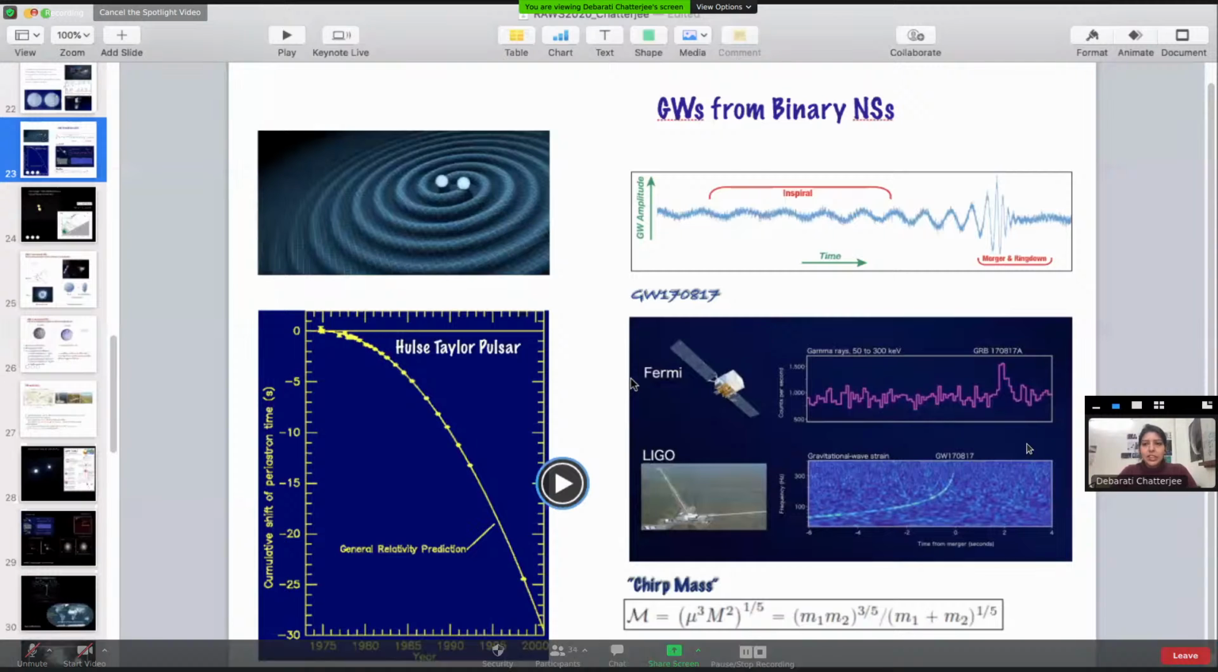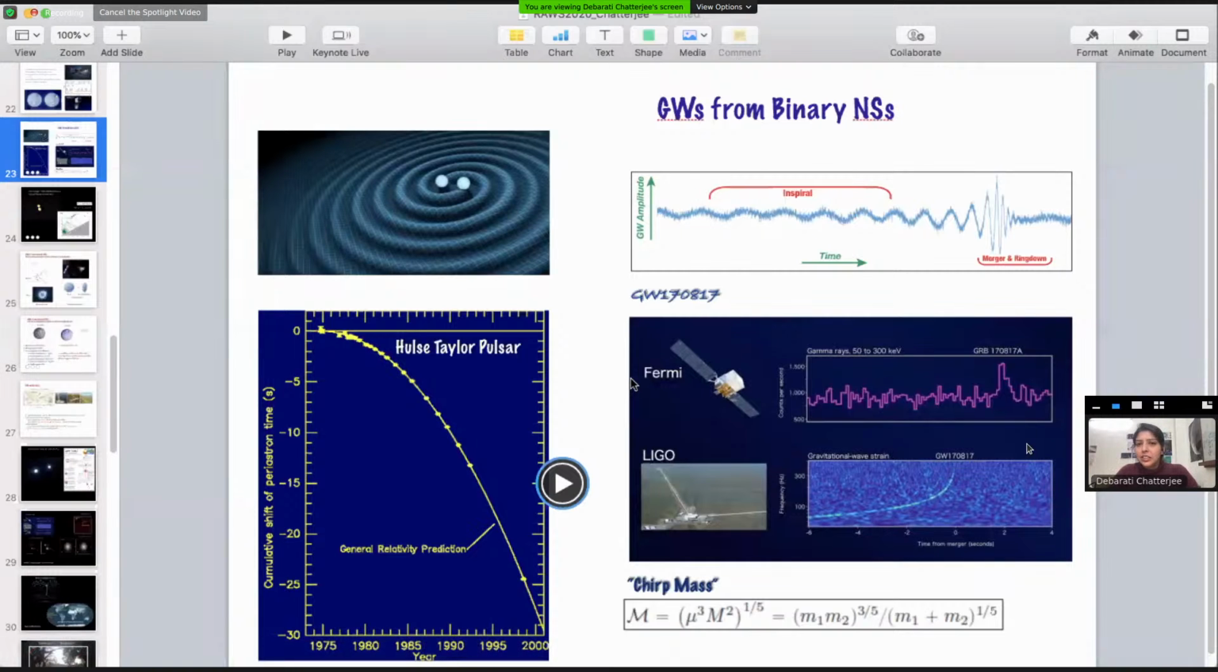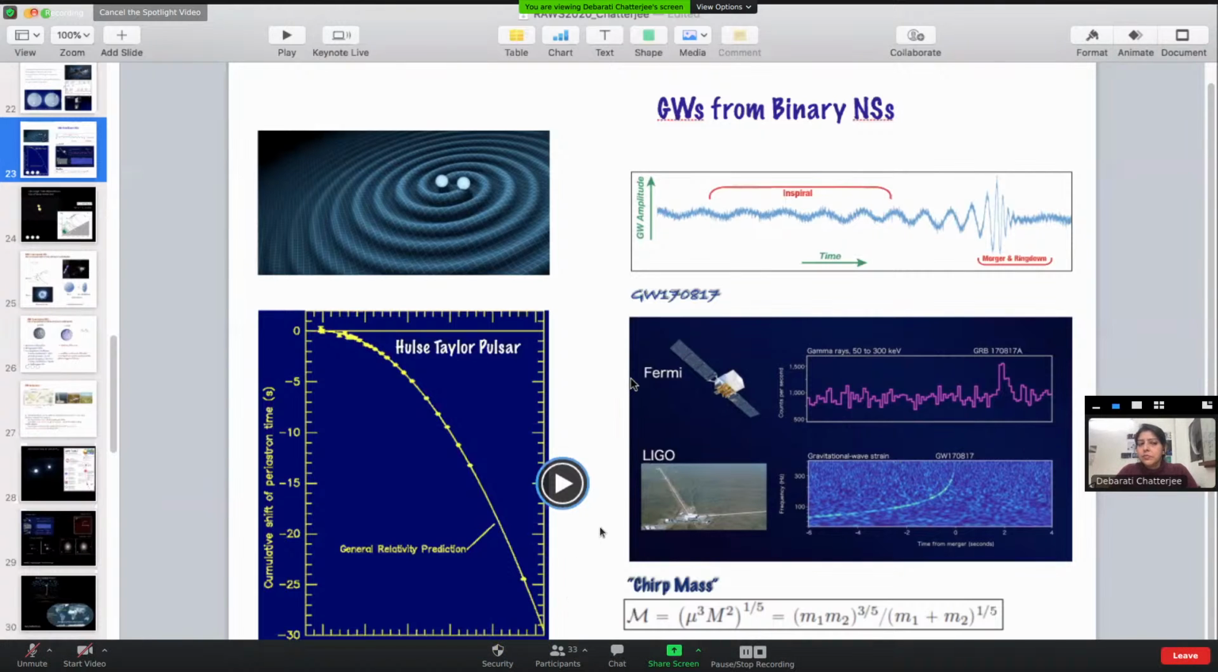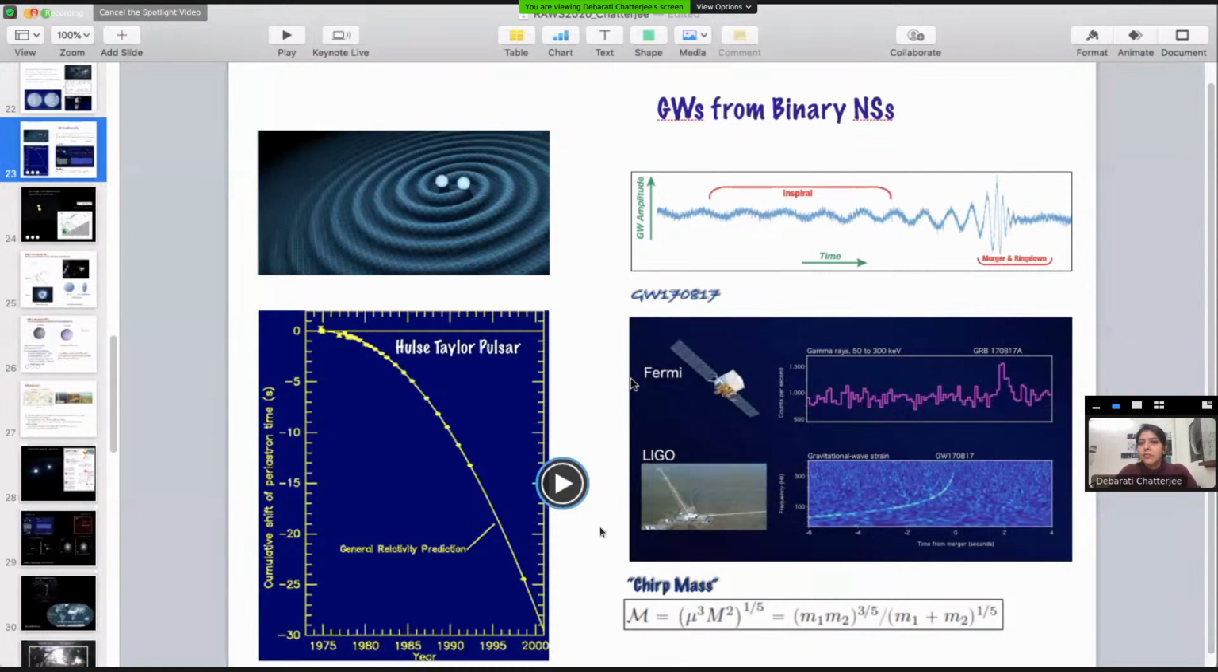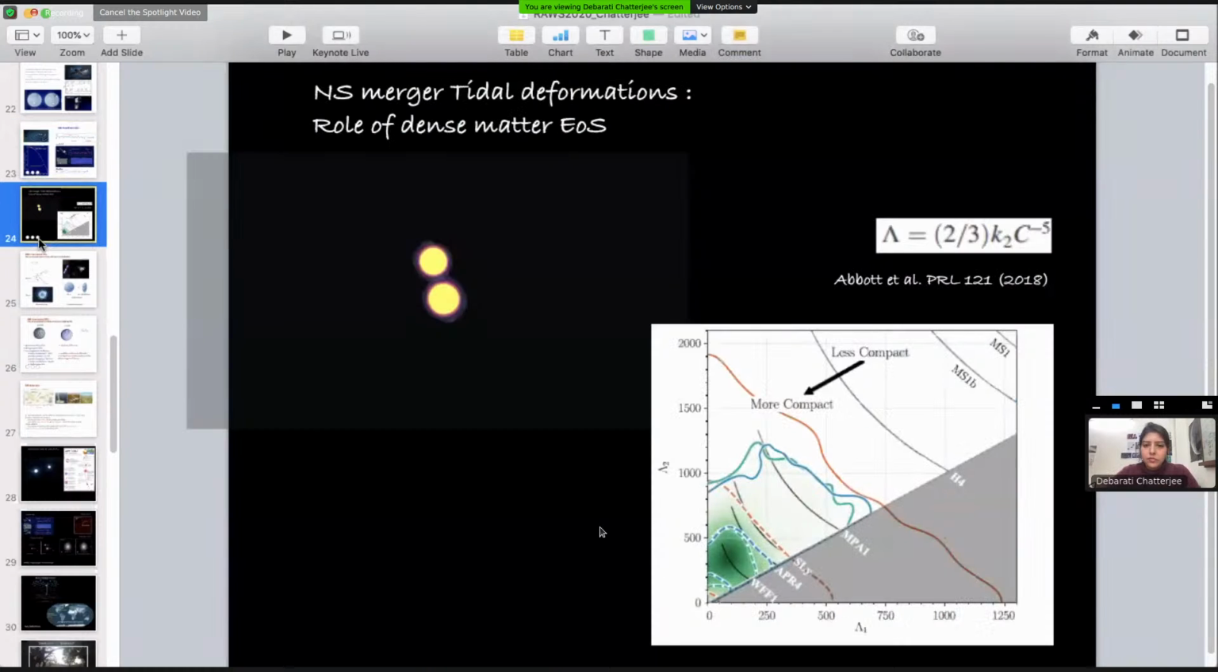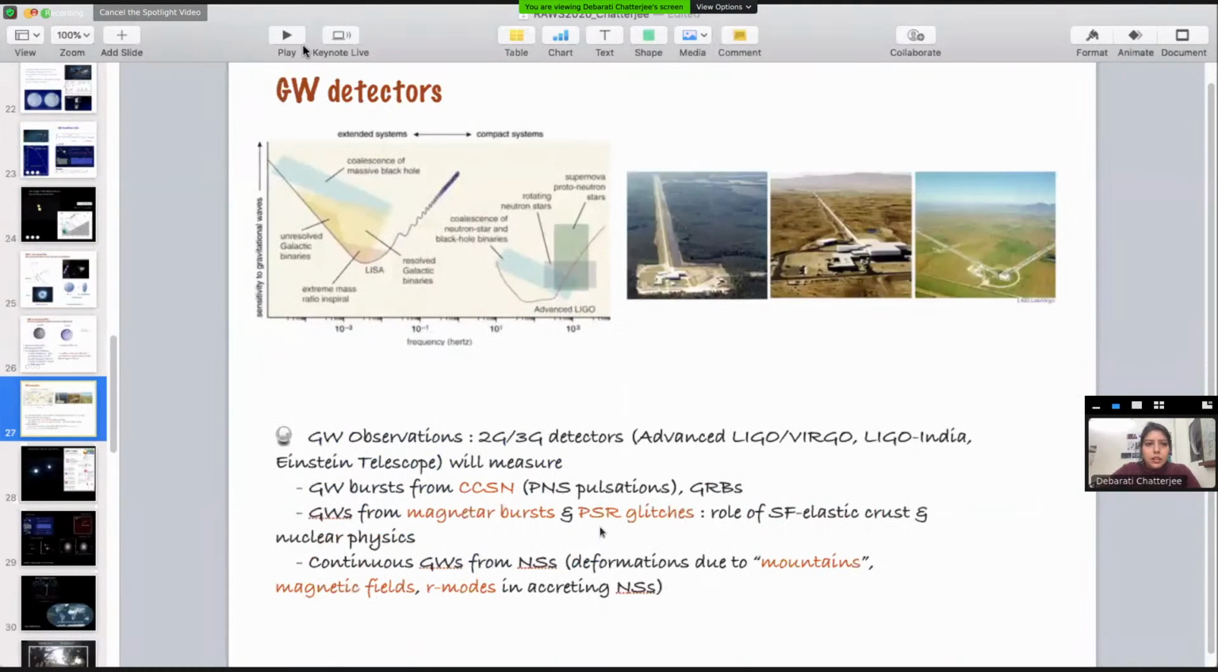Hello, ma'am. So it was a nice talk. Thank you. Ma'am, I have a question. You showed us the possibilities of detecting the GWs with neutron stars using LIGO. Ma'am, as we know that in the coming years, LISA, the space-based detector, will also be operational. So what are the advantages we can expect from it in detecting neutron stars using the space-based detectors?